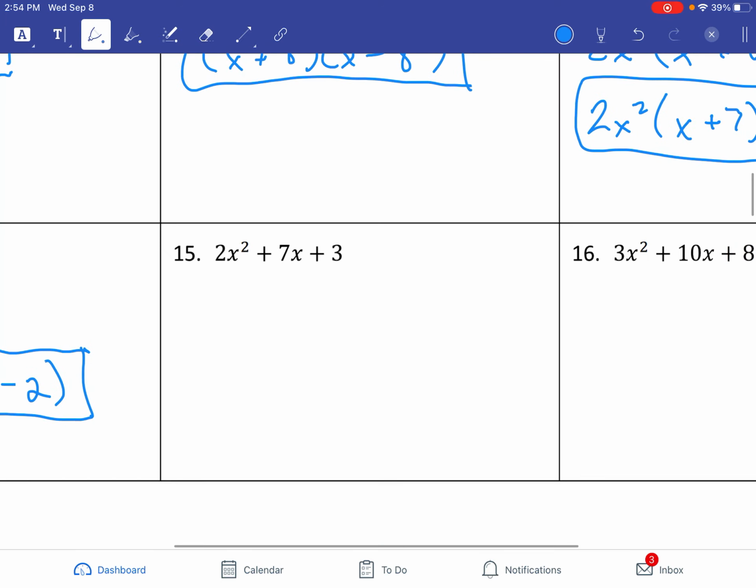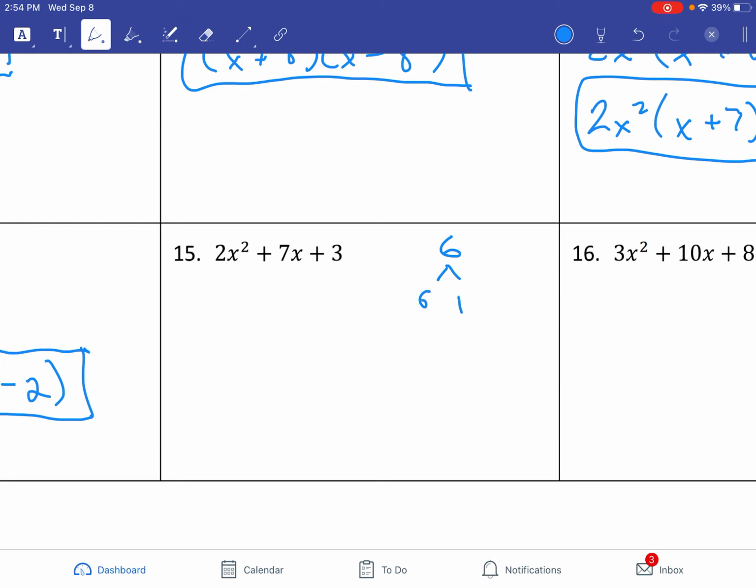Number 15. Now, I don't see any greatest common factor I can take out. 2, 7, and 3 don't share a common term, and there's no x on the 3, so I can't take an x out either. So this becomes an advanced factoring question. All right, so I'm going to multiply 2 times 3, which gives me 6. I've got to find the factors of 6 that make up 7 when added together.